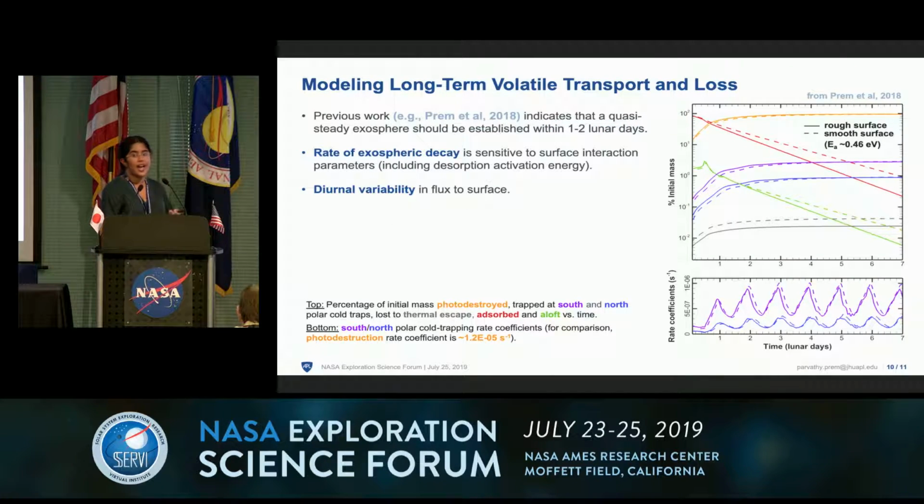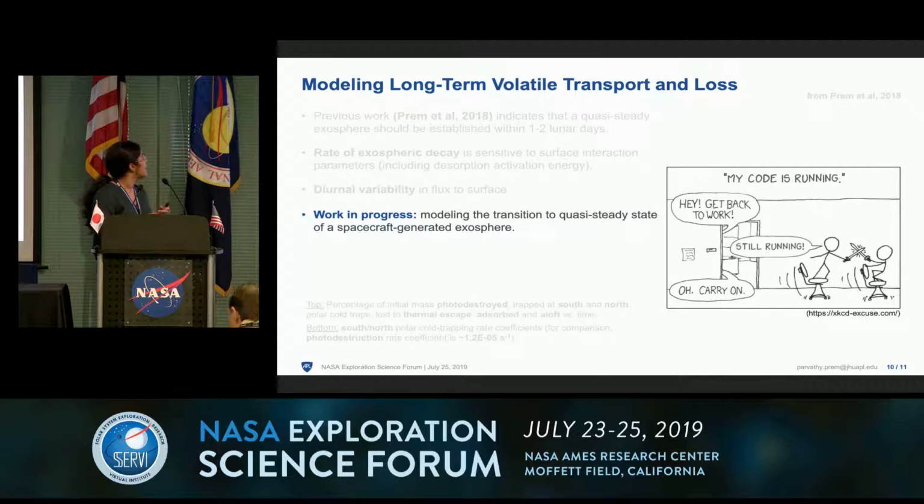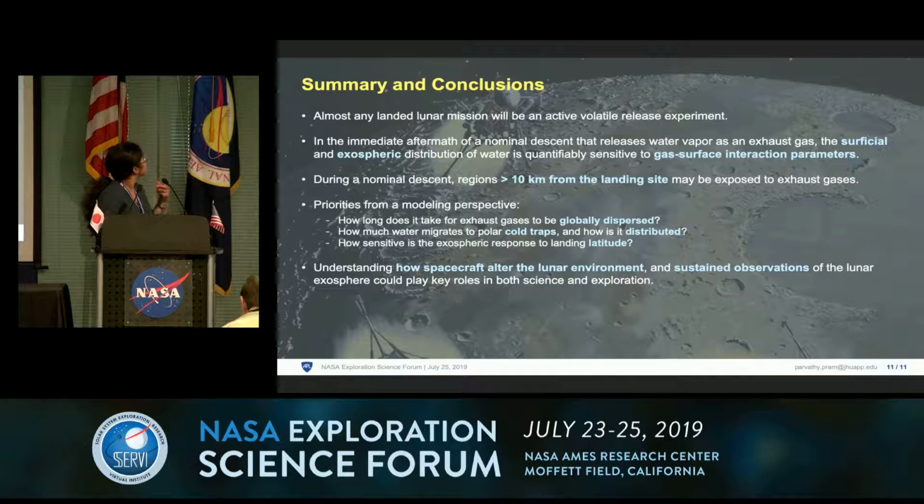We can also look at the long-term transport of volatiles. It's something I've shown here for a previous case, and the key takeaways are that the global expansion of the exosphere and the rate at which it decays are also sensitive to those surface parameters. And there's also diurnal variability. So if you had a little mass spec sitting on the edge of a PSR, you might expect to see diurnal variations in flux. And that's something that we're still exploring for the particular case of spacecraft exhaust.